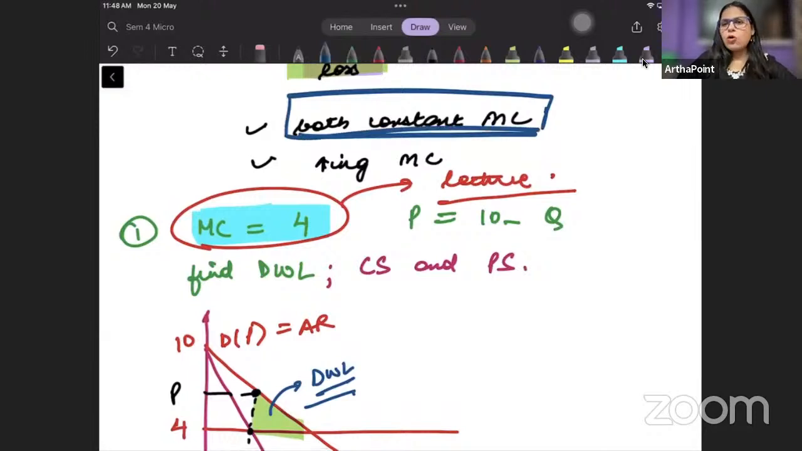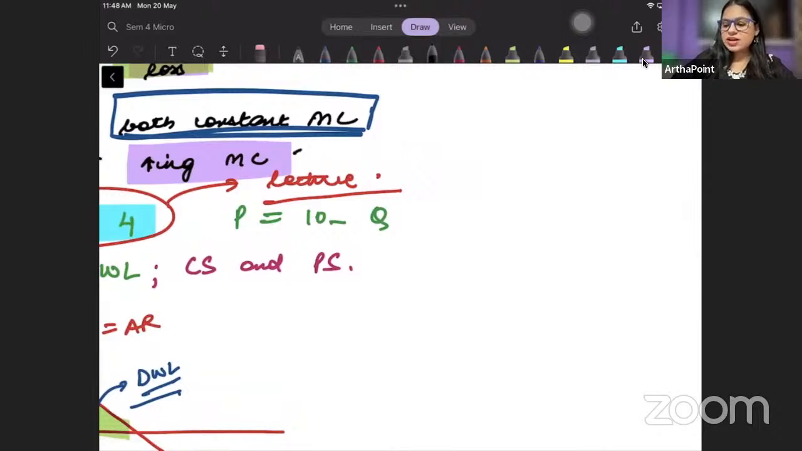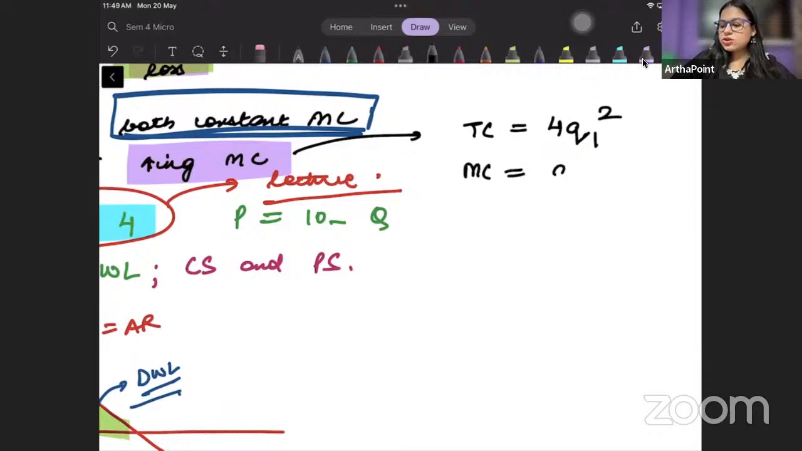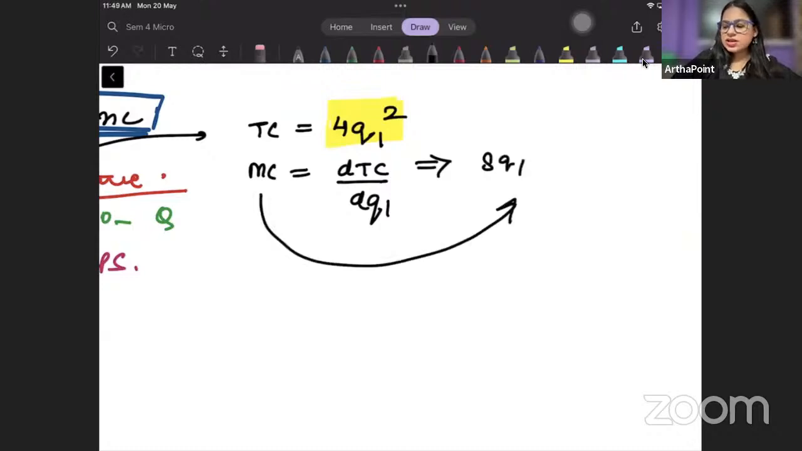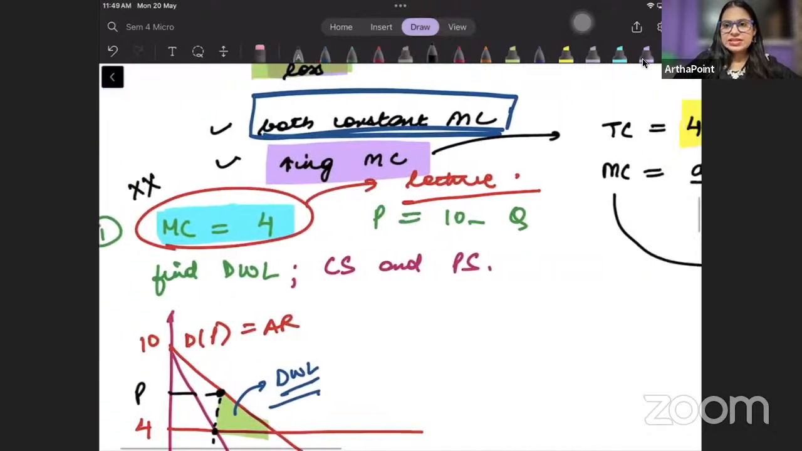Definitely they can ask this, although this is very simple. More chances are that in exam they will be asking you a question based on increasing marginal cost. So what they will do is give you a total cost function which looks like this, for example 4Q1 square. This is your total cost function. So you realize that if the total cost function is like this, my marginal cost will be how total cost changes as quantity changes. And if I differentiate this with respect to Q1, I will get 8Q1. So marginal cost is a function of quantity. Can you see that? It's not constant anymore. It's a function of quantity.